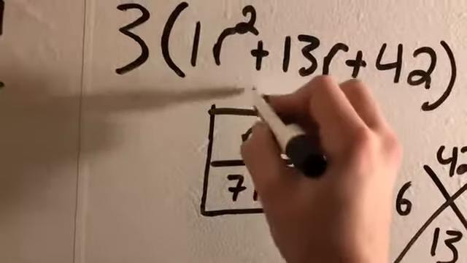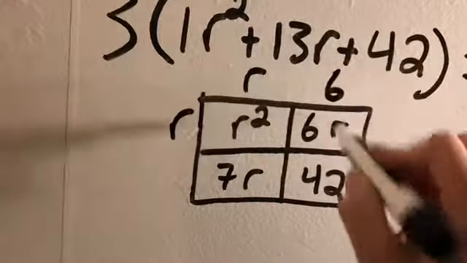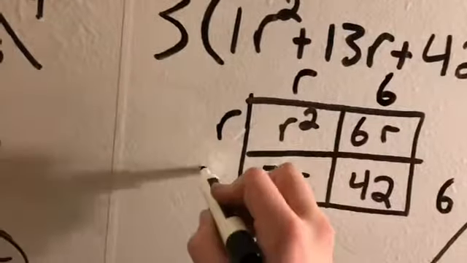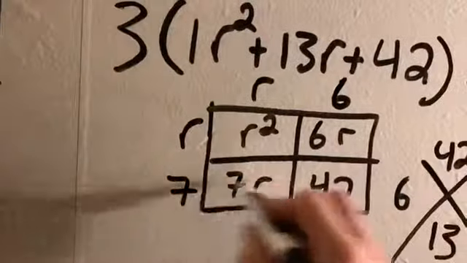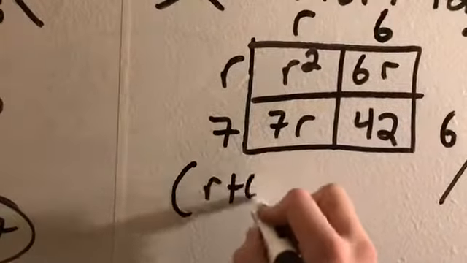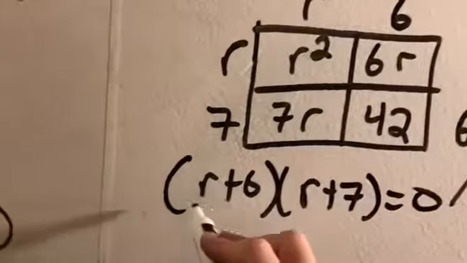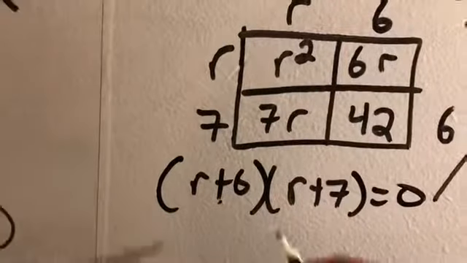The only way to get r squared is r times r. R times 6 is 6r. R times 7 is 7r. 7 times 6 is still 42. So our factors are r plus 6 times r plus 7. These are our 1, 2 factors.